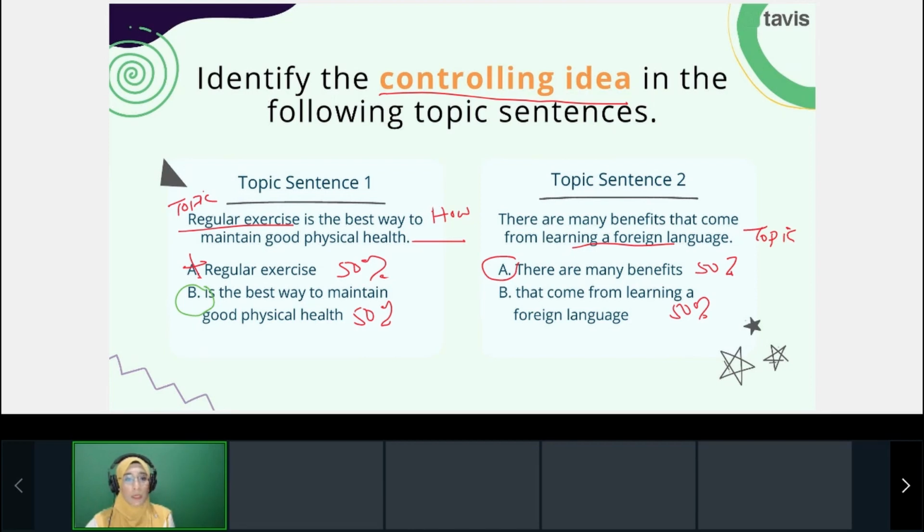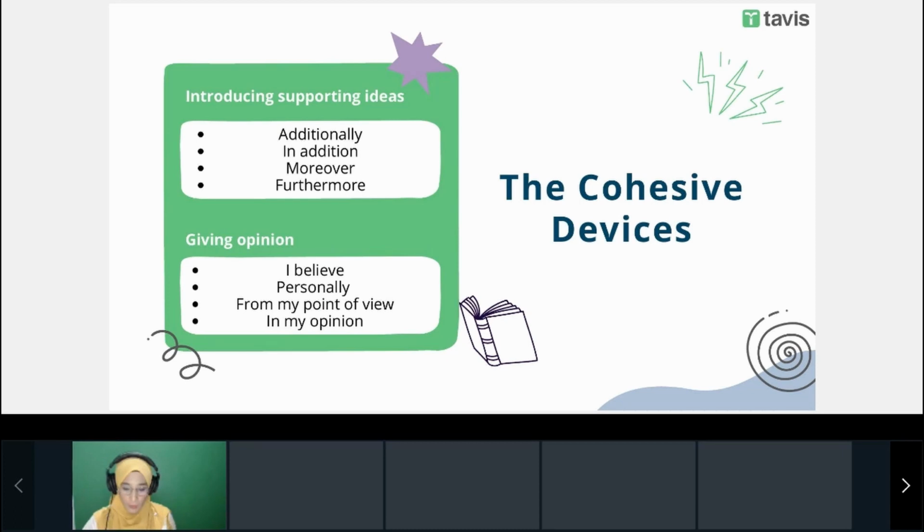Okay, now next we will take a look at the cohesive devices. Now I'm going to introduce to you some of the cohesive devices that you can use to top up your language in your essay writing. So again, this one is talking about introducing supporting ideas. What are the words, the vocabulary that you can use? So here are the four provided for you.